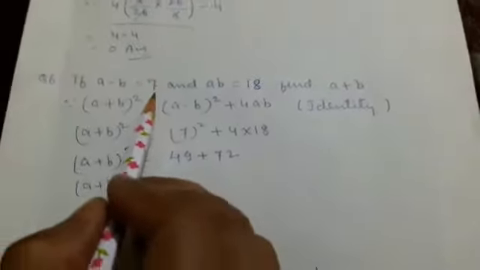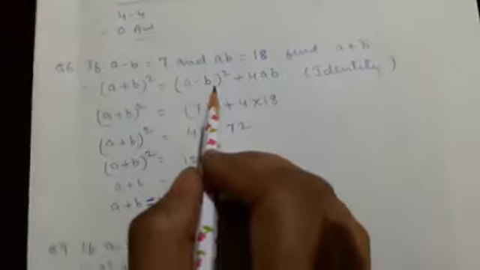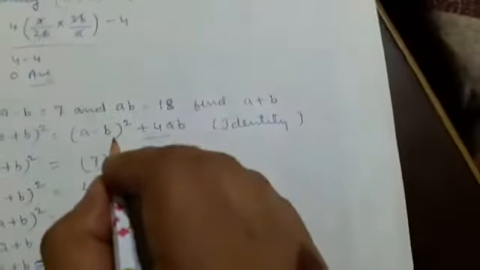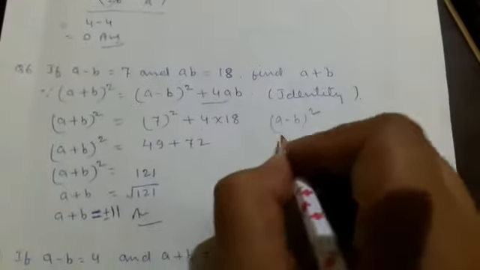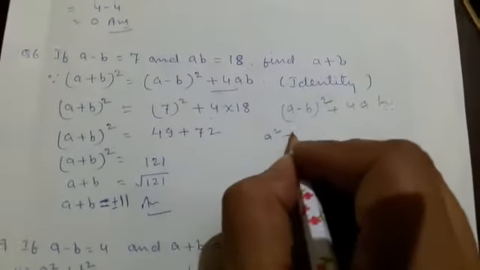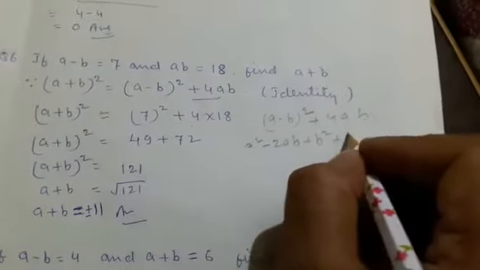Next question. If a minus b is equal to 7 and ab is equal to 18, find a plus b. Dear student, as we know, (a plus b) whole square is equal to (a minus b) whole square plus 4ab. Why am I writing like this? When you expand this (a minus b) whole square, that is equal to what? See, a square minus 2ab plus b square, plus 4ab.